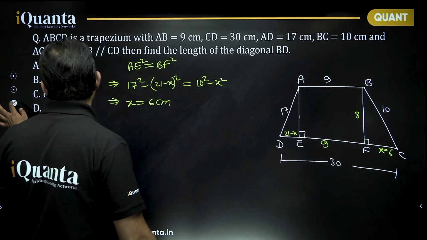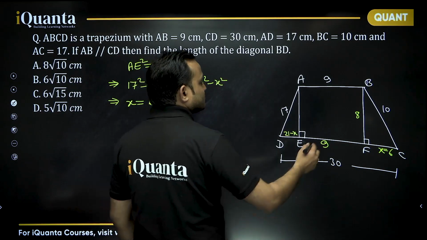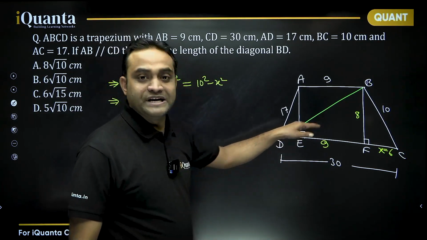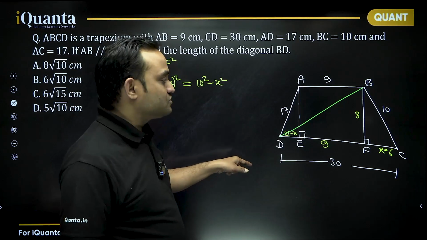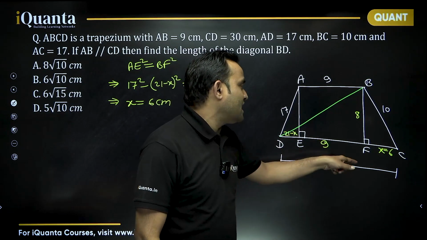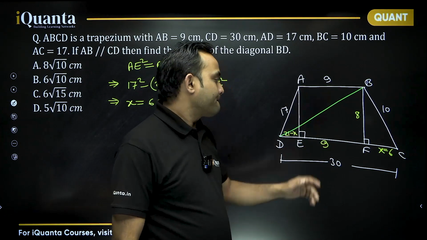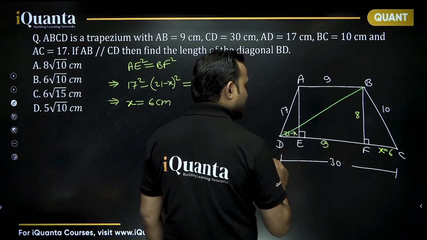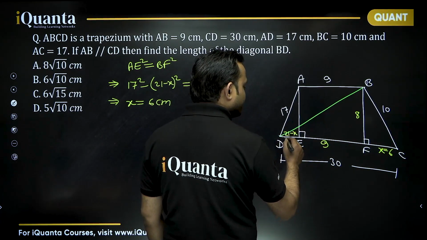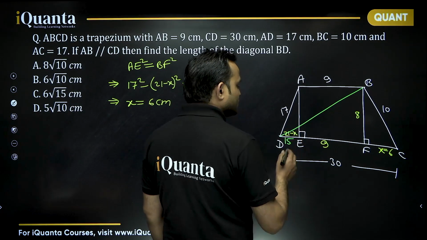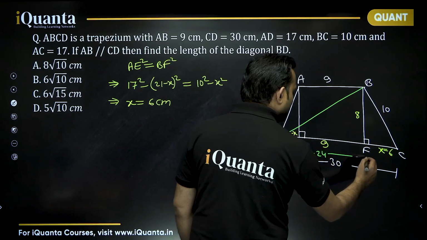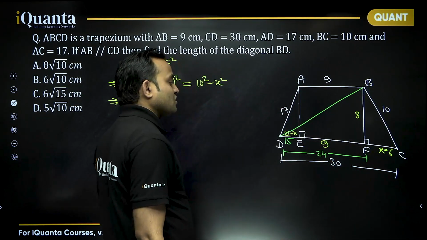What we need to find is the length of the diagonal BD. Now think about this. BD is nothing but the hypotenuse in right angle triangle DFB. So what is DF? If this is 6 and this is 9, this will become 15. So the length of DF will be equal to 24, and the length of BF is already 8.